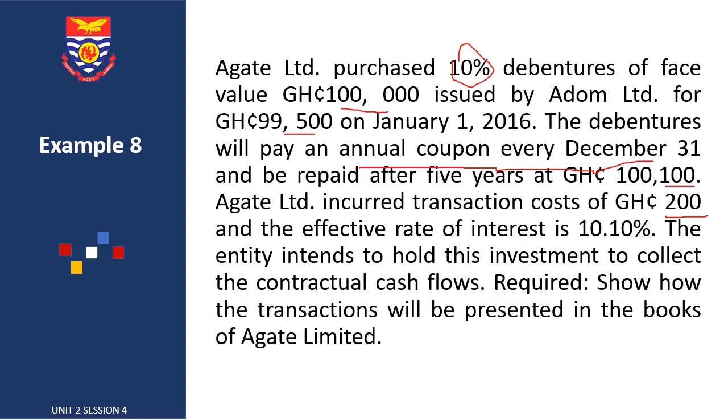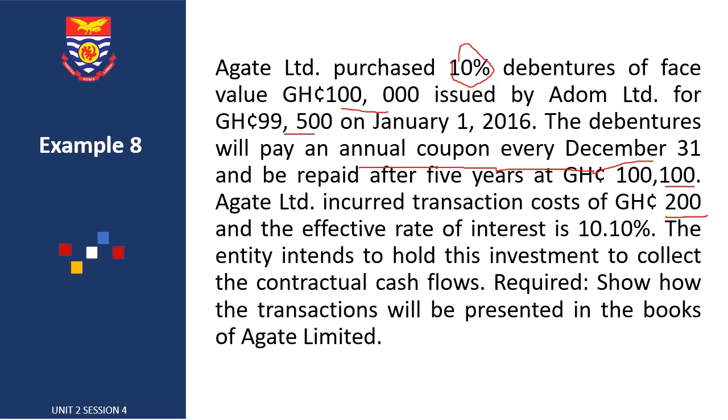Then we have the effective interest rate of 10.10%. Now, what in this question will tell you that you are going to amortize it or you are going to measure it at fair value? So we have to test for the business model and the contractual cash flow characteristics. What is the business model? Agate Limited is holding this investment of 100,000 till maturity date. It will be received after 5 years' time. So it is to maturity. So this first condition is met.